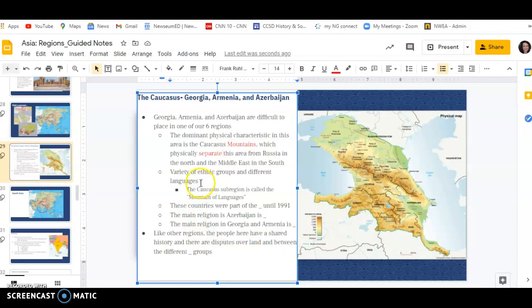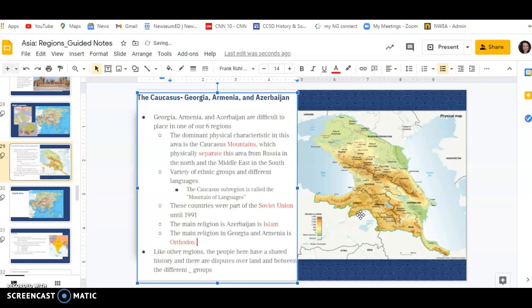The people here speak a variety of different languages and are comprised of a variety of different ethnic groups. This sub-region is actually called the Mountain of Languages, right? The Arab-speaking people refer to it as the Mountain of Languages. These countries, like the countries in Central Asia, were part of the Soviet Union until 1991, and still very much Russia exhibits a lot of control on the region. The main religion of Azerbaijan is Islam, while the main religion of Georgia and Armenia, here's Georgia up here and Armenia here, are Orthodox Christian.